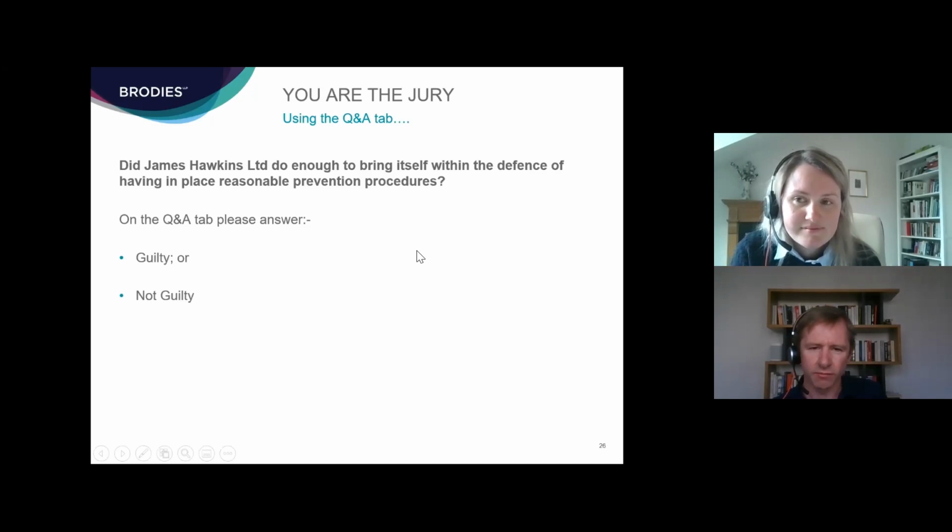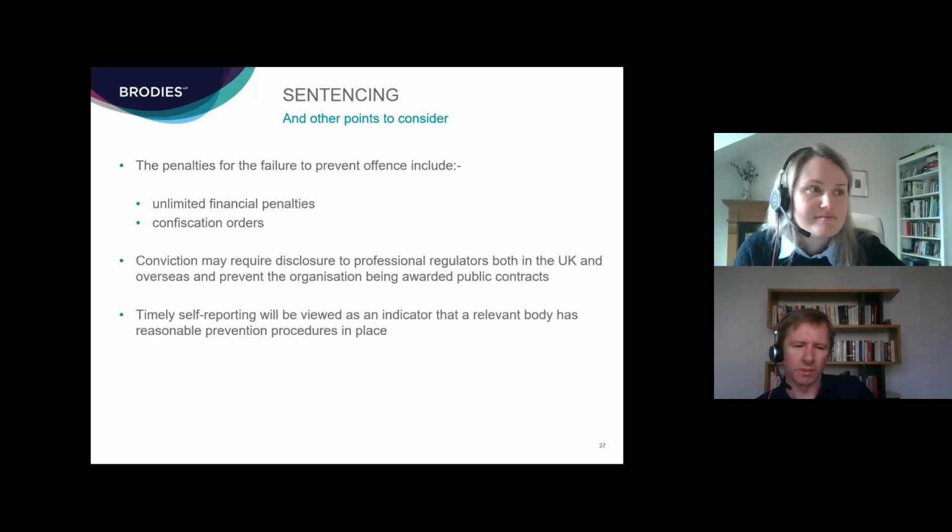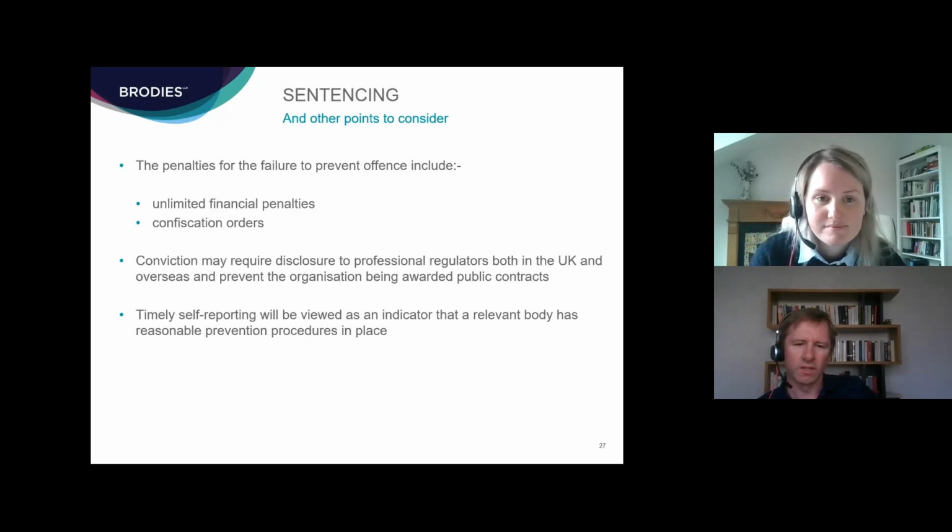Just as a final slide before we get to that, if you were the company Hawkins here and you were found guilty of that failure to prevent offence, there's no limit to the financial penalty that could be imposed for a guilty verdict. You're also looking at the risk of confiscation orders, so that any benefits you obtained from the criminal conduct could be recovered.